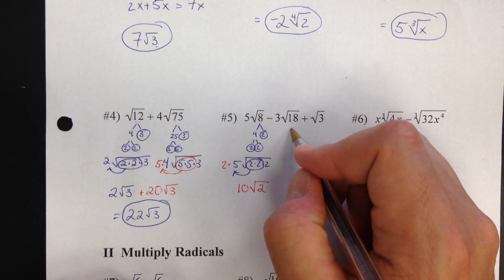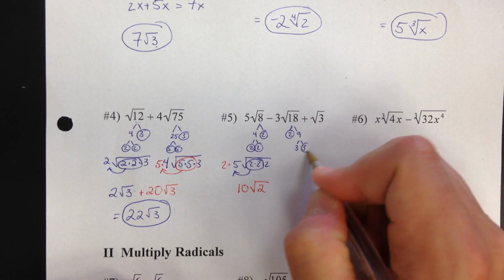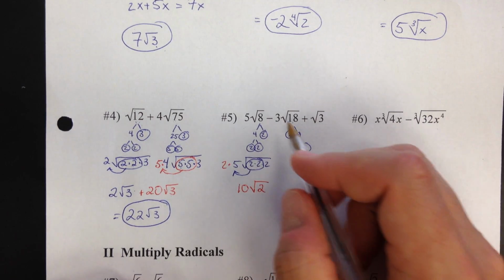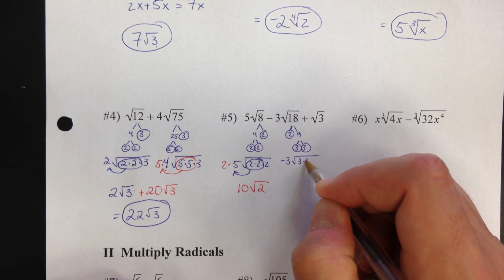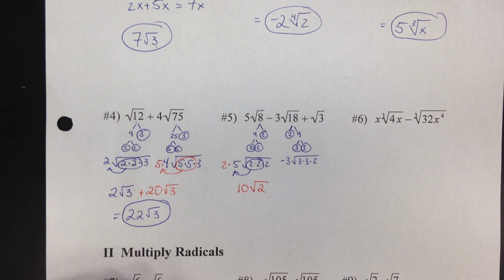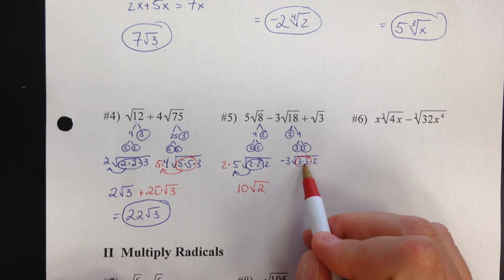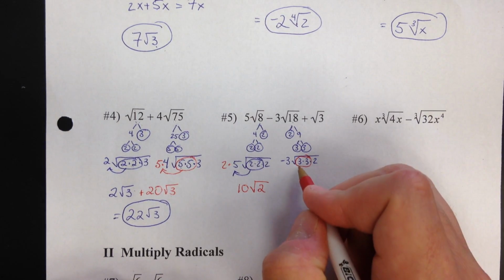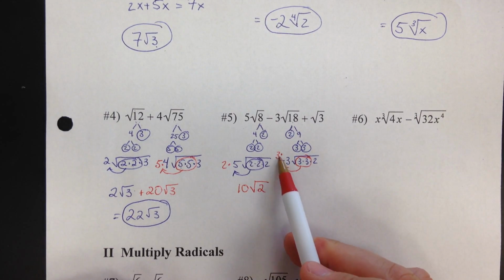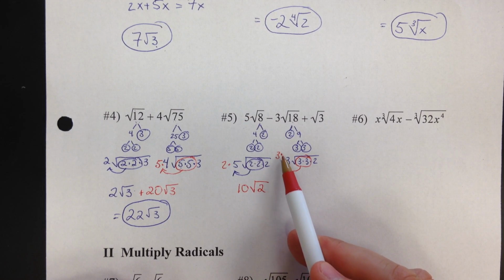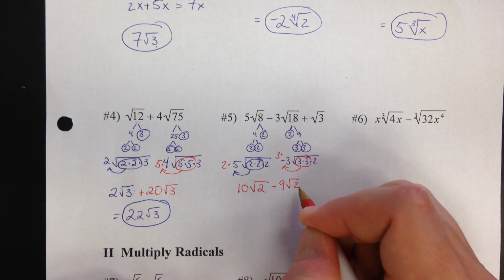Now let's take square root 18, 2 times 9, and 9 is 3 times 3. So let's see, we've got minus 3 square root, 3 times 3 times 2. Again, we're looking for a pair of numbers that are the same because 3 times 3 is a perfect square, 9. The square root of 9 is 3. Now I'm going to multiply what's outside. That's 3 times negative 3. That's minus 9 square root 2.